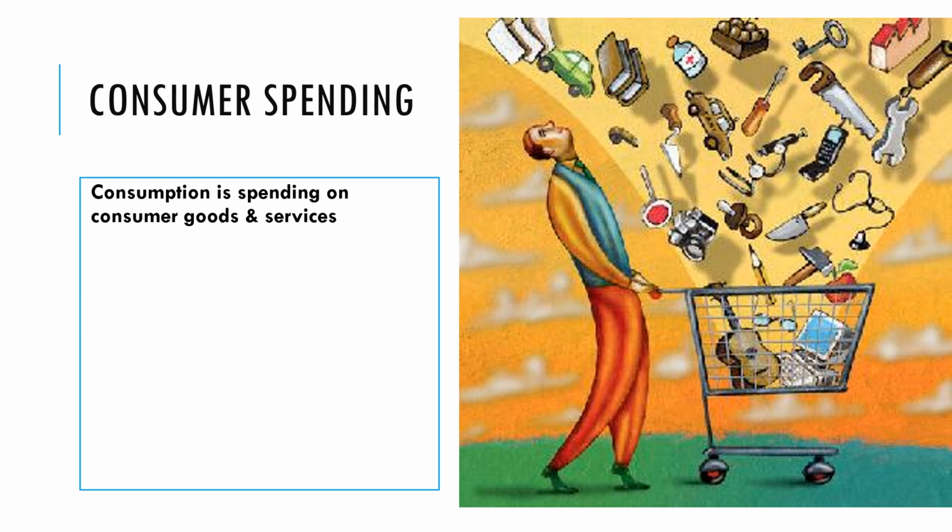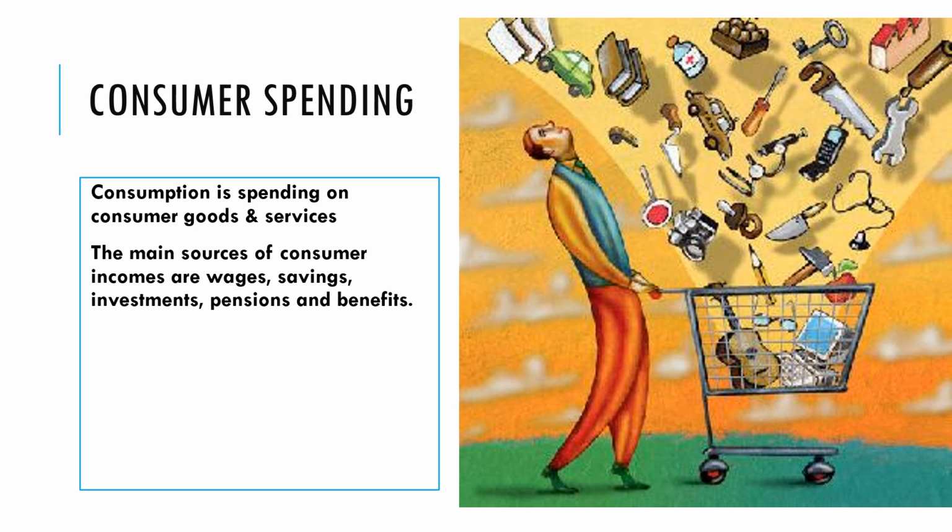Consumer spending is what we mean by consumption. So it's spending on consumer goods and services. And the main sources of consumer incomes are wages, savings, investments, pensions in retirement, and also benefits that may be paid out by the government.